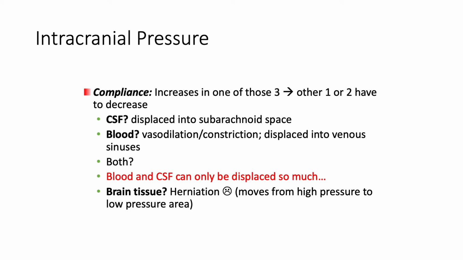However, some herniations are fatal. For example, if the brain herniated downward through the foramen magnum, so remember that's the hole at the base of the skull where the spinal cord connects to the brain. If the brain were to shift down through this hole, this could cut off blood supply to the brain, and it could be fatal to that patient.